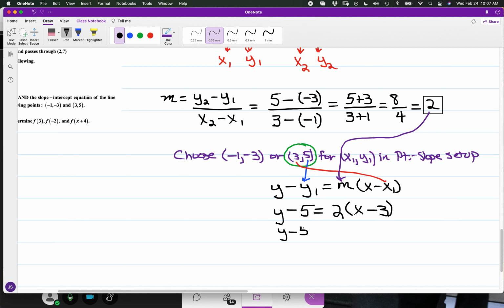So you have y minus 5, and for 2 times the quantity of x minus 3, this will be 2x minus 6. And we have adding 5 to both sides. So we have that y is equal to 2x minus 1.